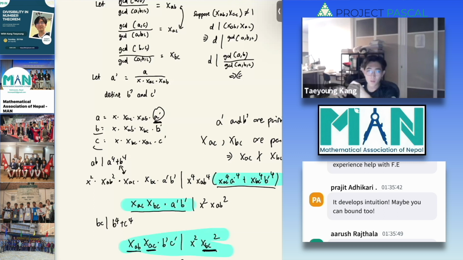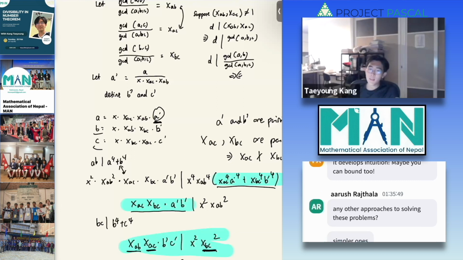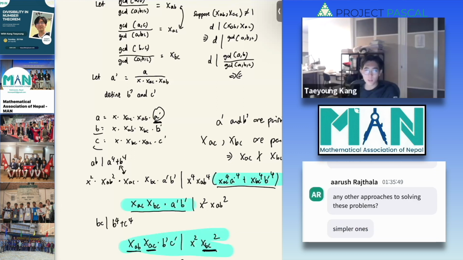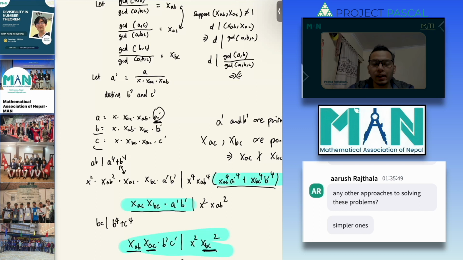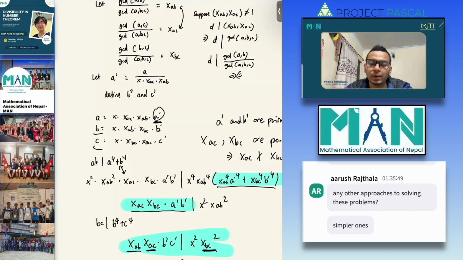Any other approaches to solving these problems? Definitely. There's always more than one solution to Olympiad problems. I'm sure you can find other solutions, and if you come up with your own and want someone to check it, you can ping me in the general chat and I'll read it for you. And anyone asking for the simple solutions, try going over these problems once again. See if you can recall anything from the video and try solving them yourself. I think that develops intuition too.